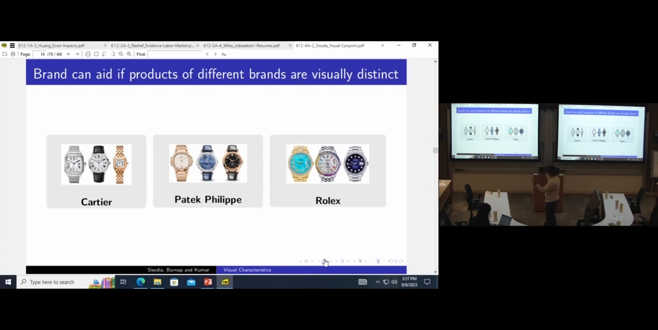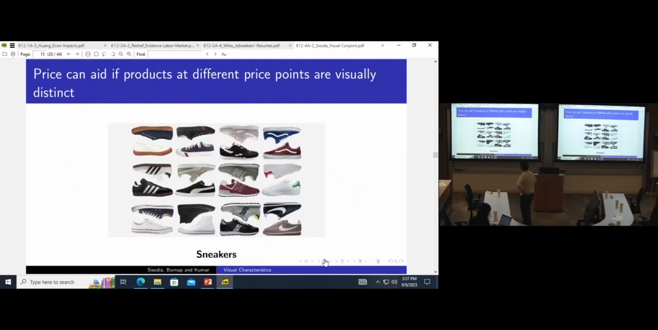So for example, the data set we have was of luxury watches. Perhaps Cartier watches and Rolex watches look very different. If they do, then they would occupy a different space in the visual characteristic space, and the truly disentangled visual characteristics will be able to separate them out. Another hypothesis was, if brand does not work, price can also work in certain product categories, if products belonging to different price levels look very different. I have an example of sneakers over here because we also applied it to sneakers, and we found that price was helping us separate out these visual characteristics.